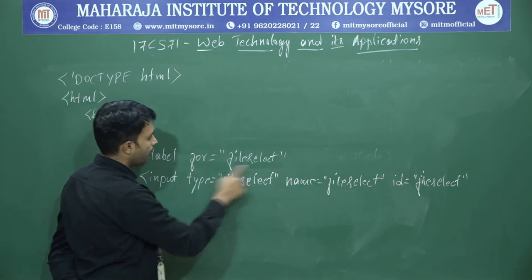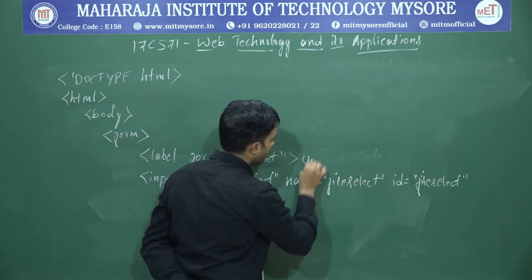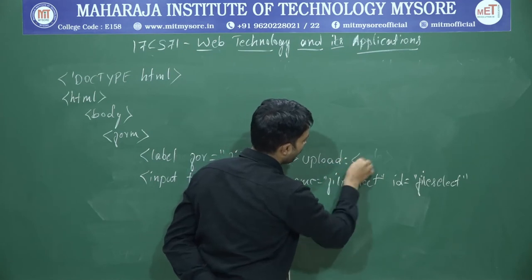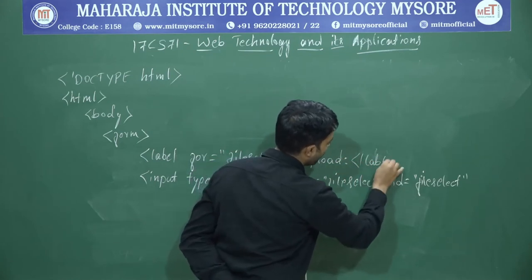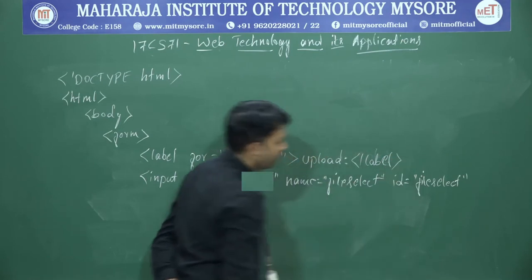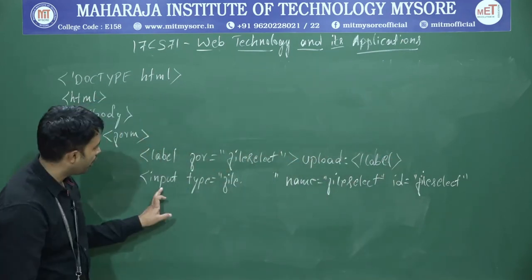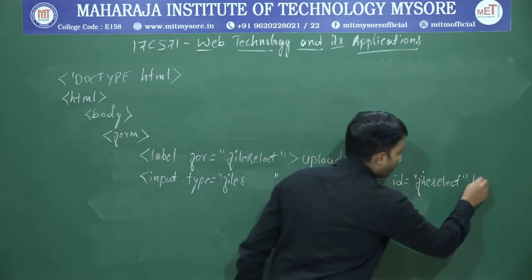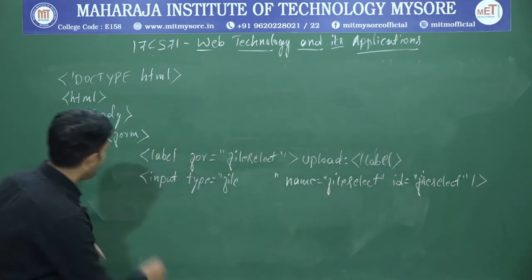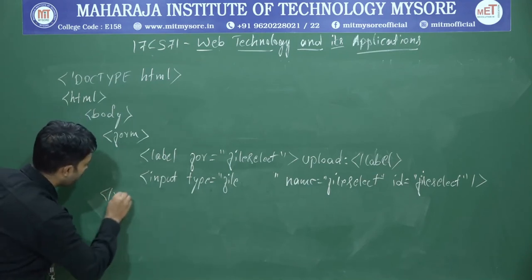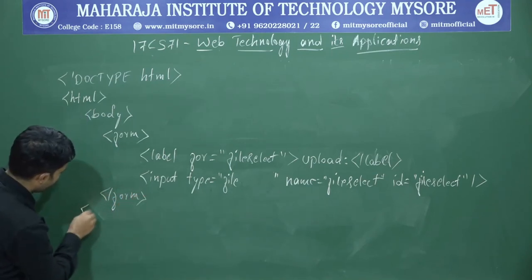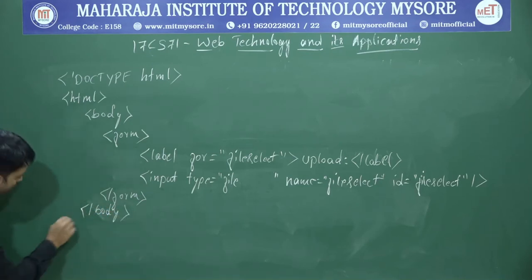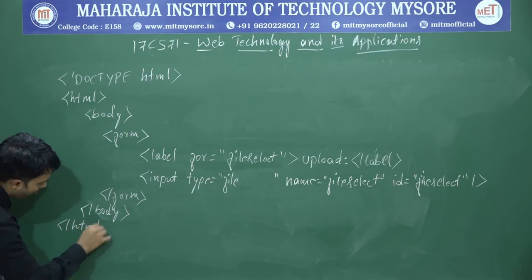Okay, so label file select. For that I am writing Upload, with a colon. Now close the label. So now input type is file, name is file select, ID is also file select. I am going to close this input. Again I am going to close this form, body, and then HTML.